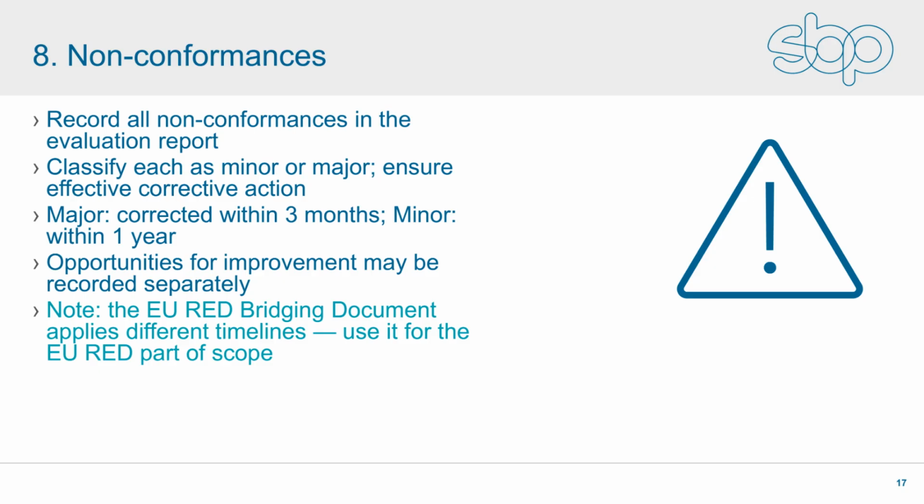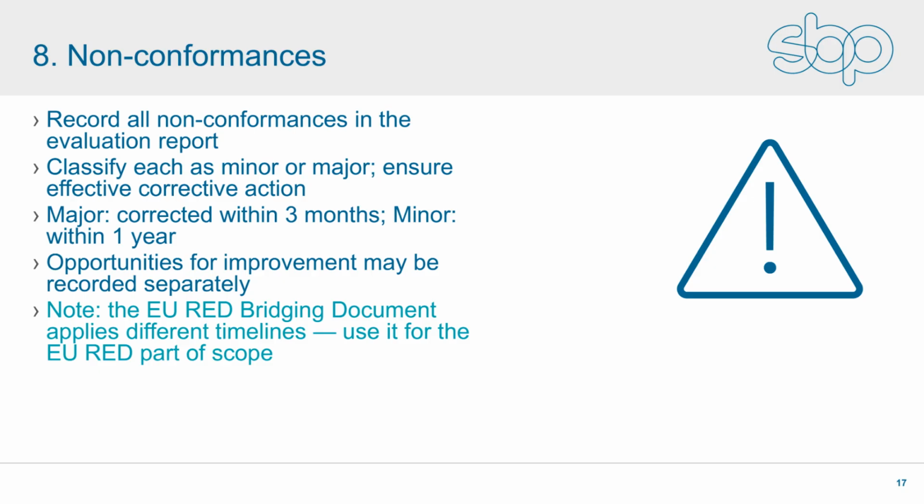Section 8 covers non-conformances. The certification body records all non-conformances in the evaluation report, identifies and evaluates each one as either minor or major, and ensures that each results in effective corrective action. Major non-conformances must be corrected within 3 months, minor non-conformances within 1 year. Where a major non-conformance cannot be fully corrected within 3 months, sufficient action must be taken within that window to prevent new instances.